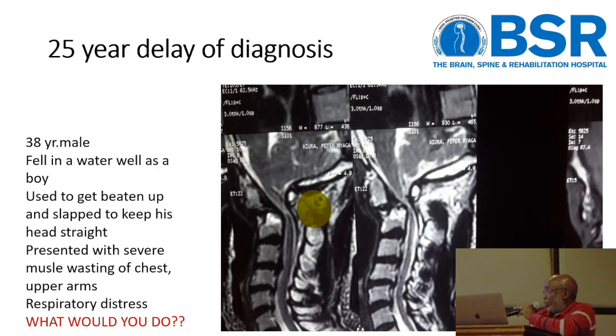The other indication is where you have complete displacement. This gentleman came to us, he had fallen in a water well 25 years ago, and he came with breathing problems and wasting, and you could see the non-united and displaced odontoid, and of course the severe stenosis at the CVJ. You can't do anything else. Again, this one we had to do a transoral. That's another good indication for transoral decompression and posterior fusion.